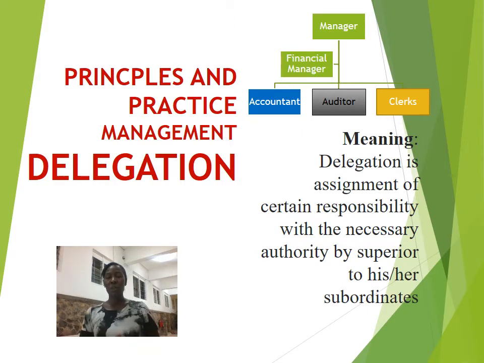By the end of this topic, you should be able to define what delegation is. You are supposed to state the process of delegation. Then you will have to say the reasons why managers delegate. Then you should also be able to say the advantages and the disadvantages of delegation, and the qualities that the person who is delegated duty is supposed to have.